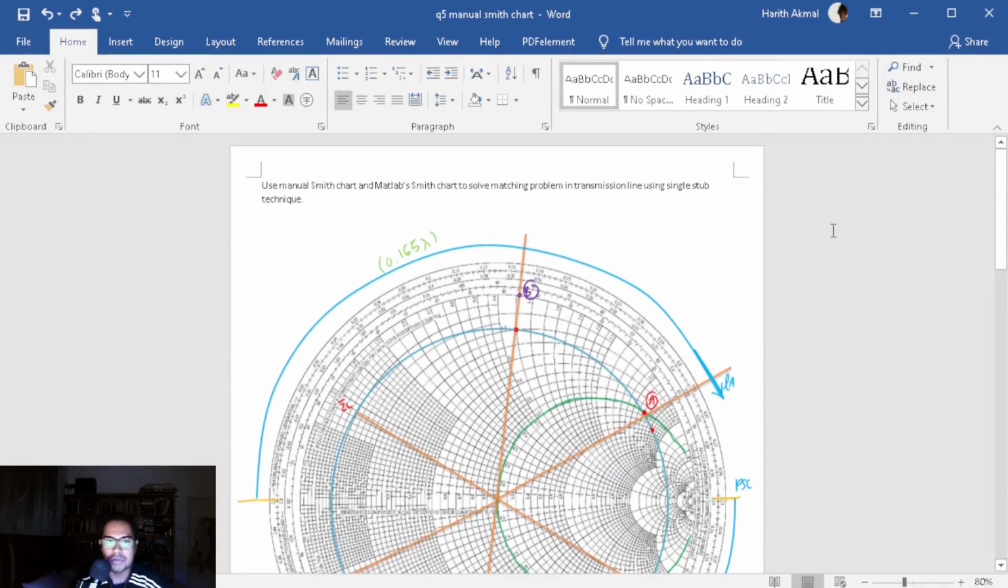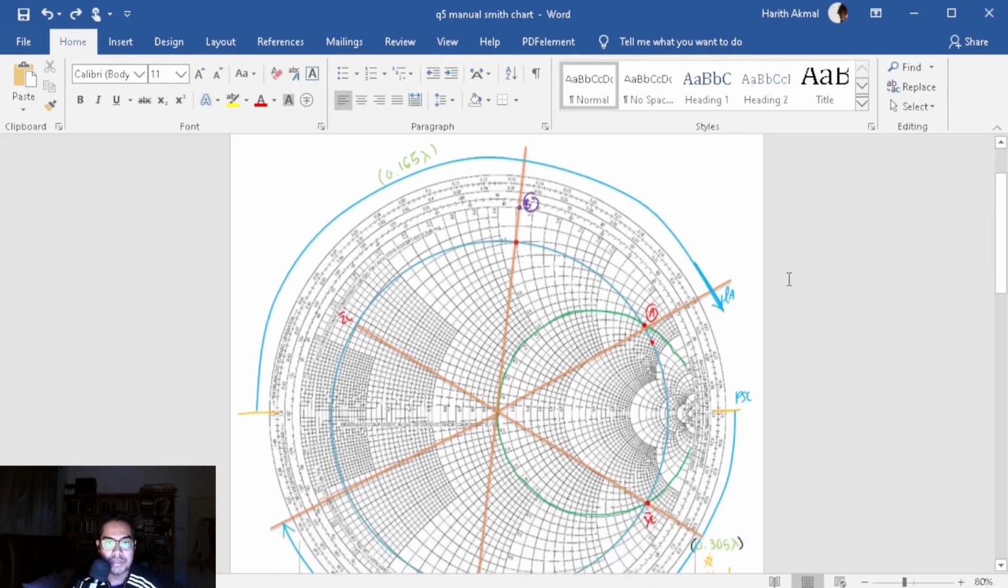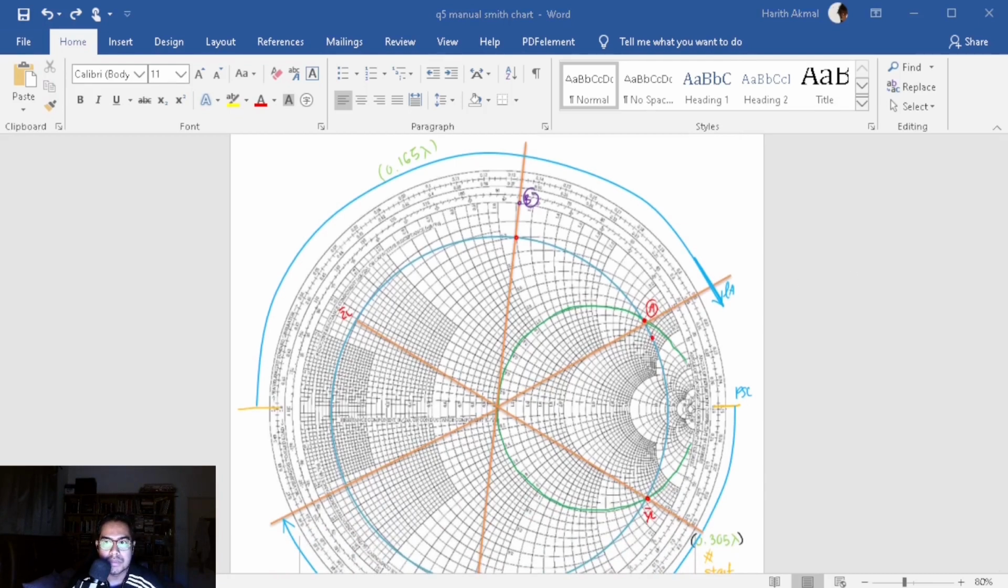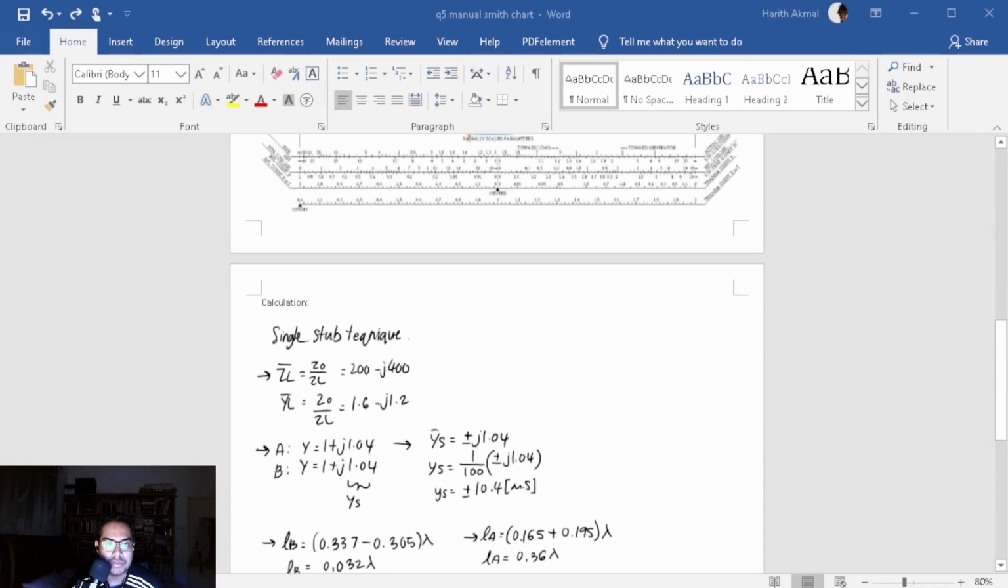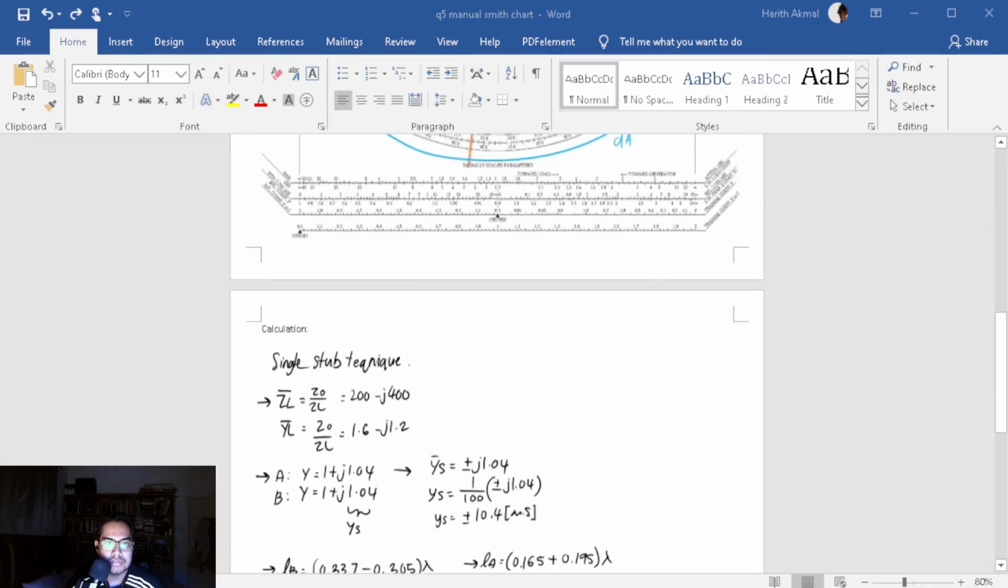So now I'm going to explain the manual calculation on a Smith chart to solve a matching problem in a transmission line using a single stub technique. We'll start with the normalized impedance, which is the impedance right here. We are using ZL equals 200 minus j400.